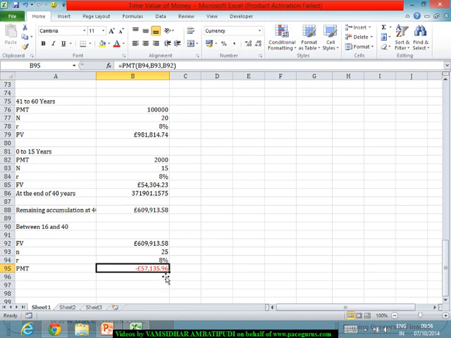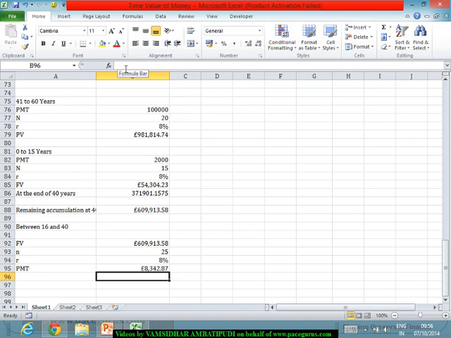Let me just look at this calculation. If I have to do a PMT, the interest rate is 8%, the number of periods is 25. Oh, this is the future value, not the present value. The future value is going to be something like this, which is telling me 8,342 needs to be contributed every year, so that I can take the total value to 609,000.